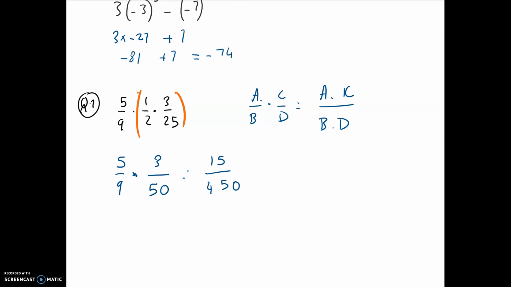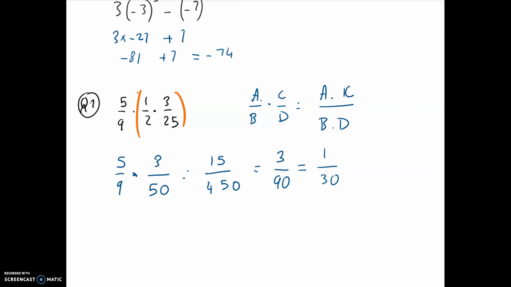We can definitely simplify by 5, and so I will have a 3 on the top, and I will have a 90 on the bottom, and I can see that I can simplify by 3 as well. If I simplify by 3 as well, I will have 1 right here, and I will have 30 on the bottom. All right, let's try to do another one.